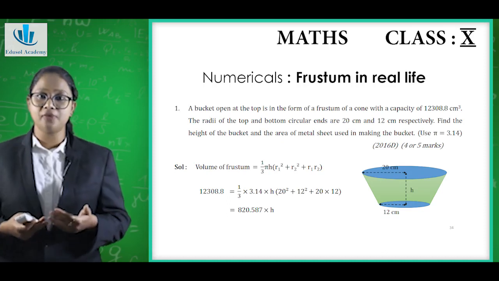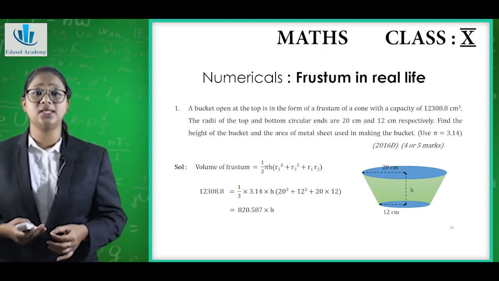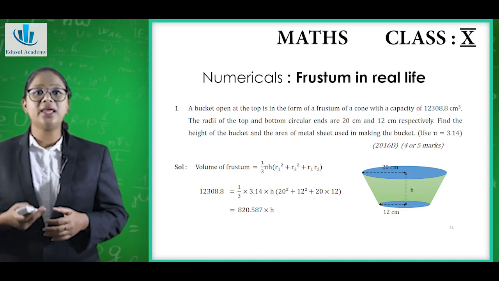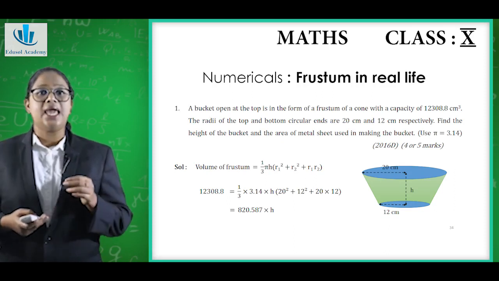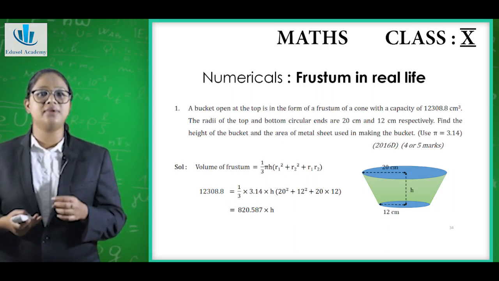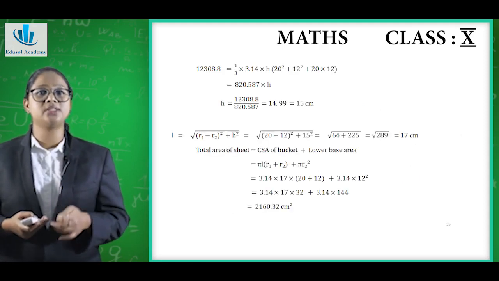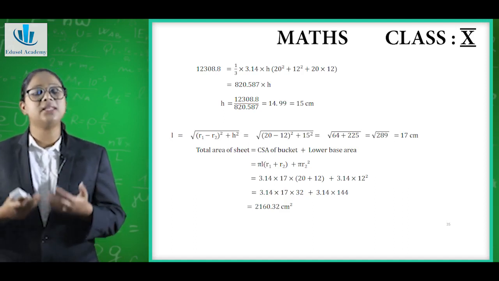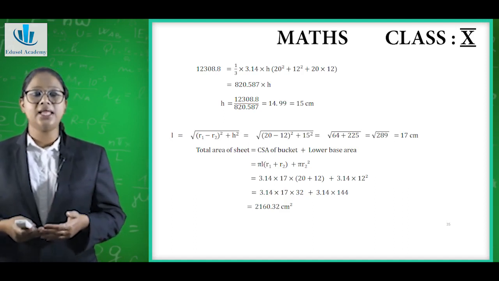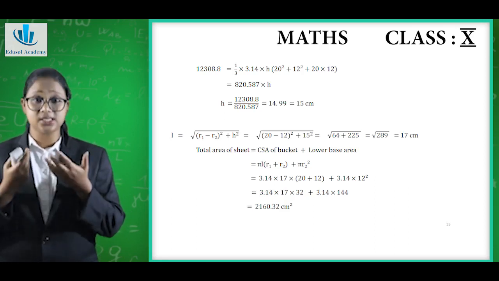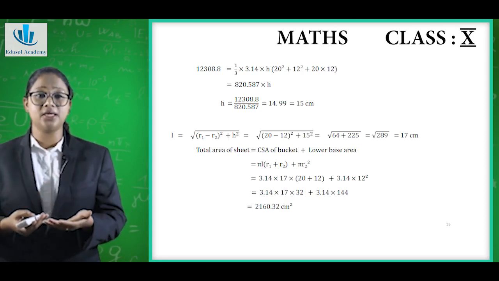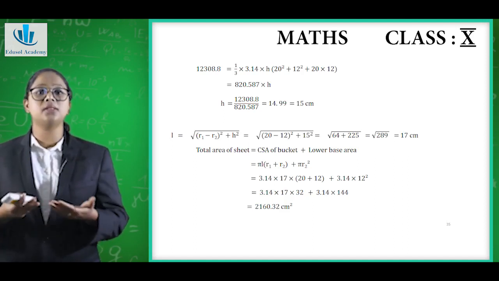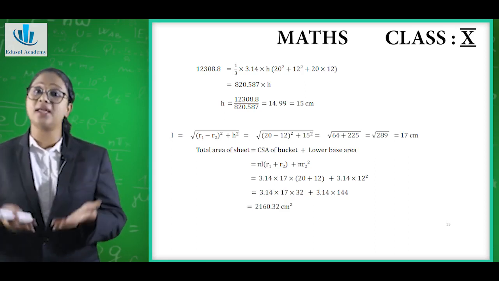What is the equation for the volume of a frustum? 1 by 3 pi h into R1 square plus R2 square plus R1 R2. With that, we can find the height of the frustum as 820.587 into h. So h will be equal to 15 centimeter upon simplification. Now let's find the area of sheet required. The area of sheet required is not just CSA because it's a bucket, used in real life applications. So it needs a base, and that base will be the smaller base. We all know how a bucket looks.